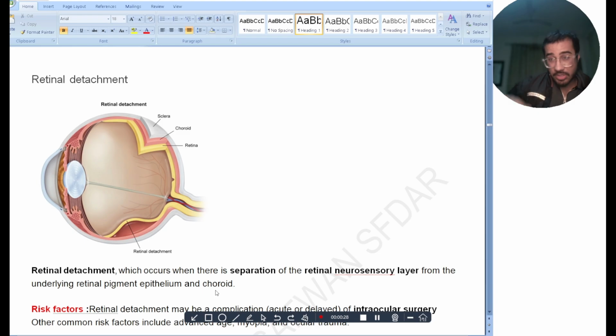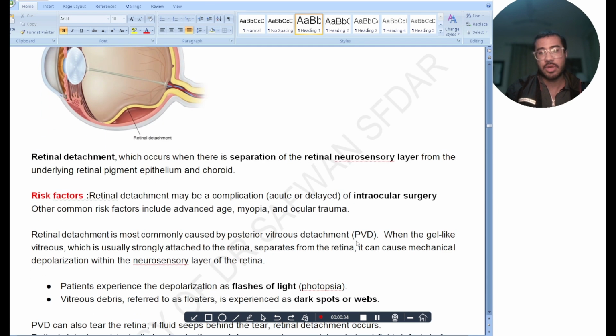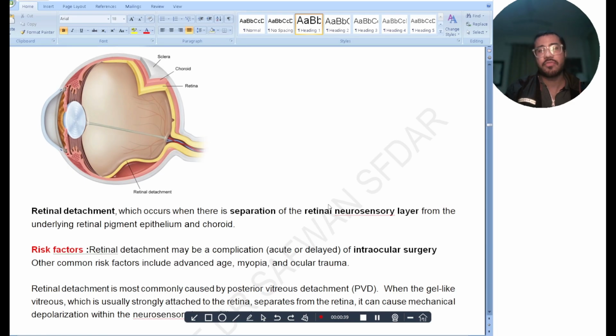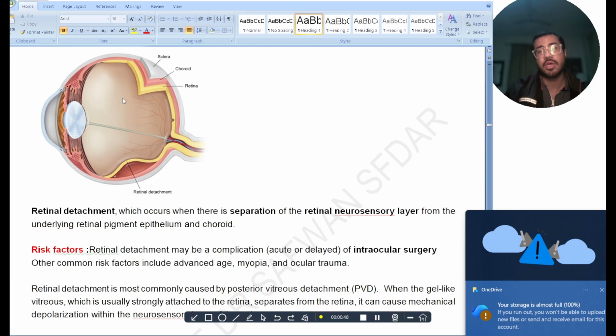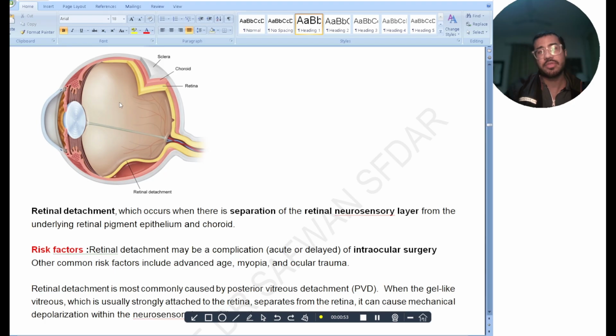Retinal detachment is highly associated with posterior vitreous detachment, PVD. It usually occurs after intraocular procedures. When there is posterior vitreous detachment, the cursor is pointing towards the vitreous humor. The vitreous is actually really adherent to the outermost layer of the retina, which is the neurosensory layer, and when the vitreous gets pulled away, it also detaches the retina along with it.